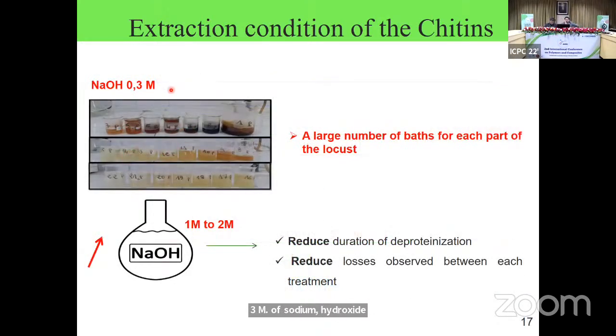The use of a concentration of 0.3 M of sodium hydroxide generated a large number of baths, which may impact the carton contents, which led us to retain a concentration between 1 and 2 M for all cartons. This change not only makes it possible to reduce the duration of the treatment, but also to reduce the losses observed between the treatments.